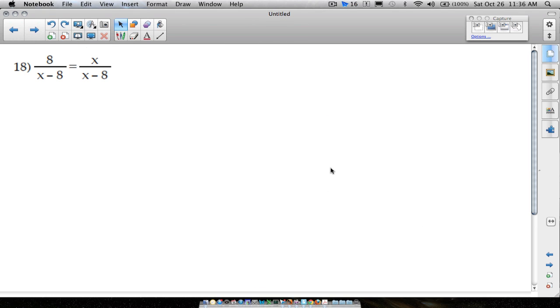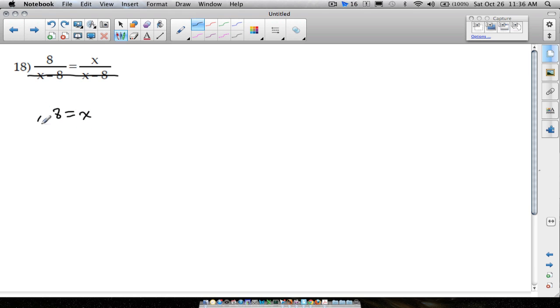Oh, look at this one. Number 18. One fraction equal to one fraction. And lucky us, we already have common denominators, so we can go ahead and ignore them. Look how quick this problem is going to work out. We solve the top stuff. We get 8 equals x.